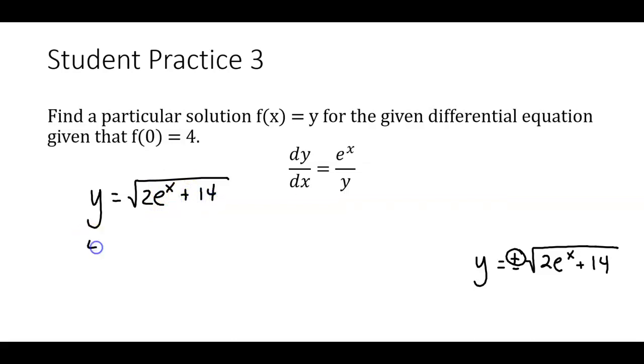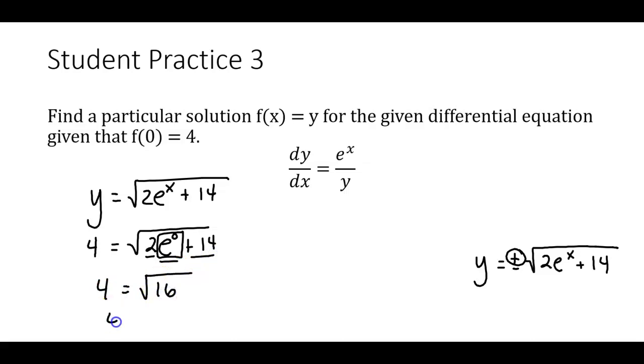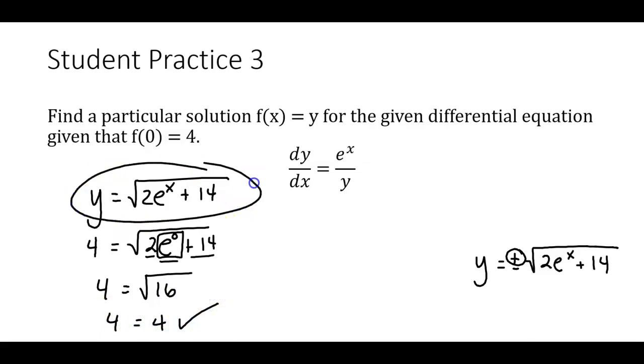So I'll plug in 4 for y, 0 for x. This is just 1. So 2 times 1 is 2, plus 14 is 16. And the square root of 16 is 4, and that works. So I picked right, and that is my solution. It's not the negative one, it is the positive one.